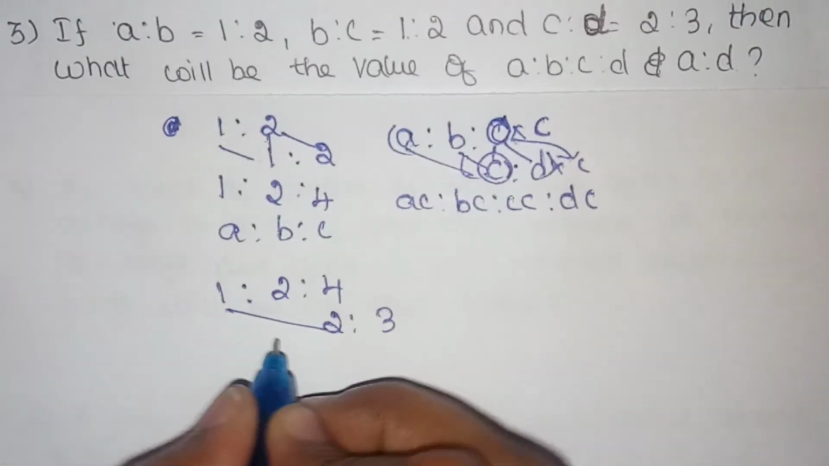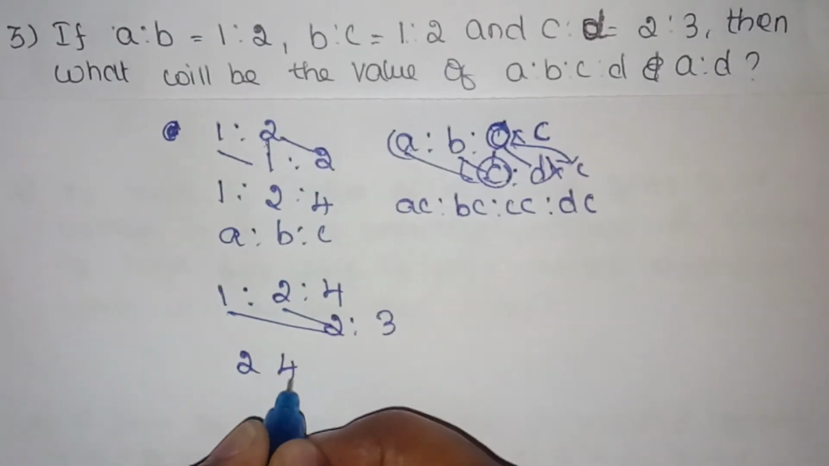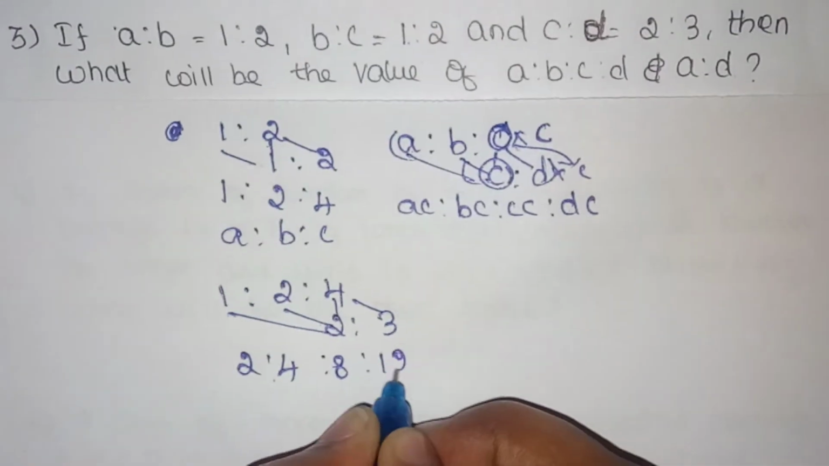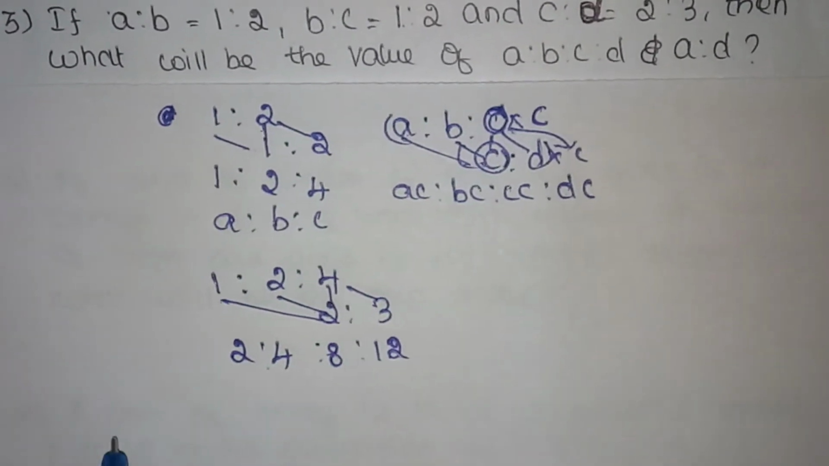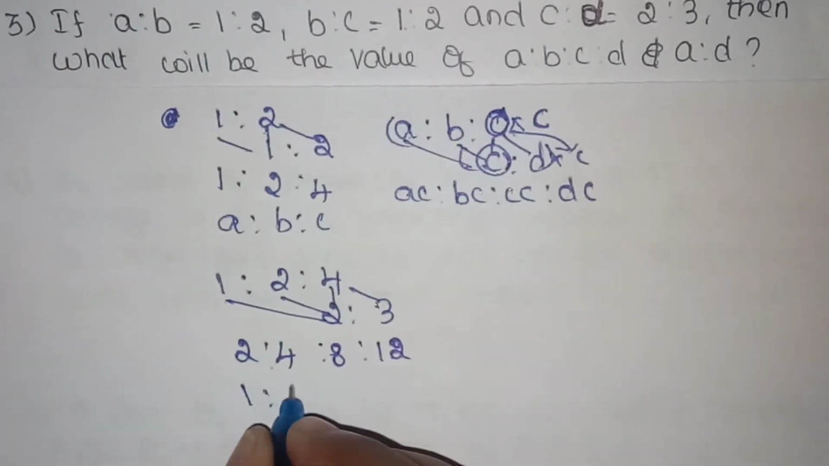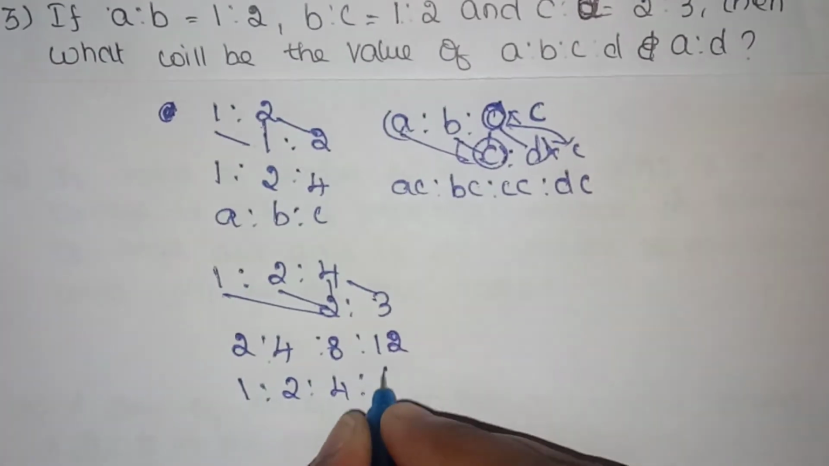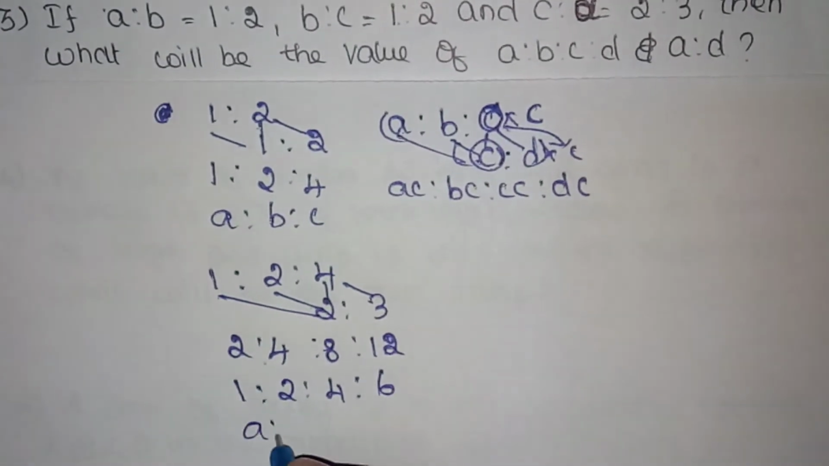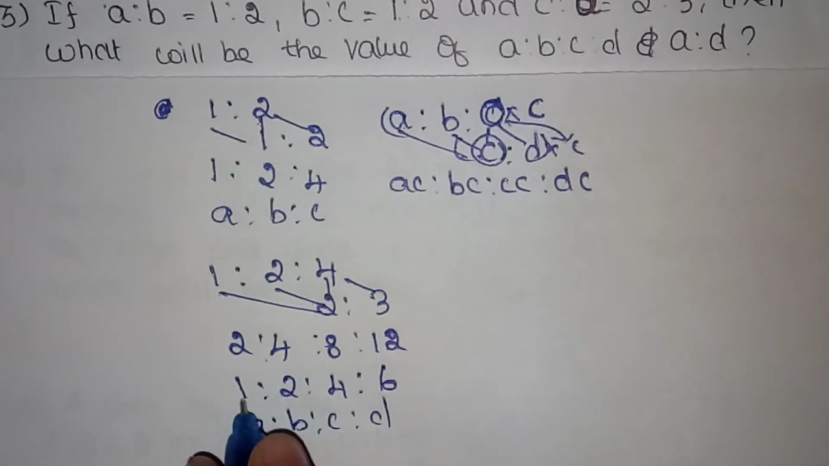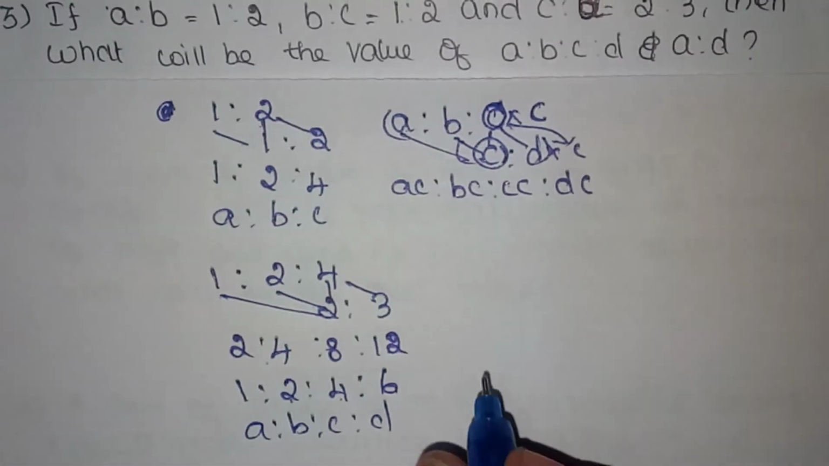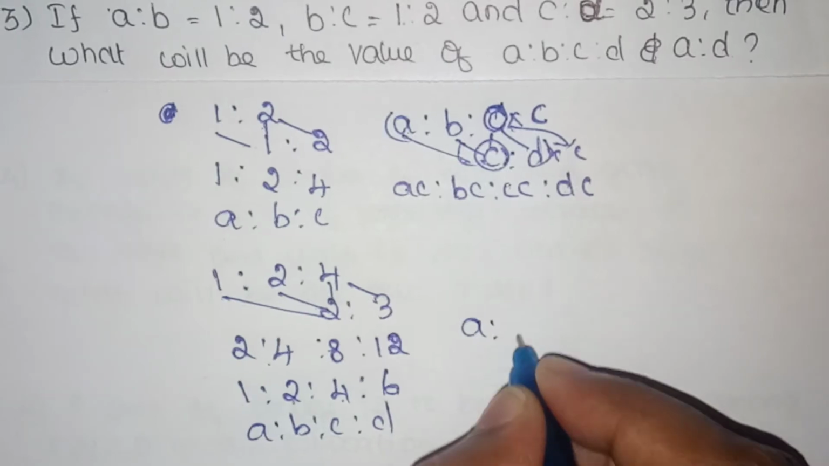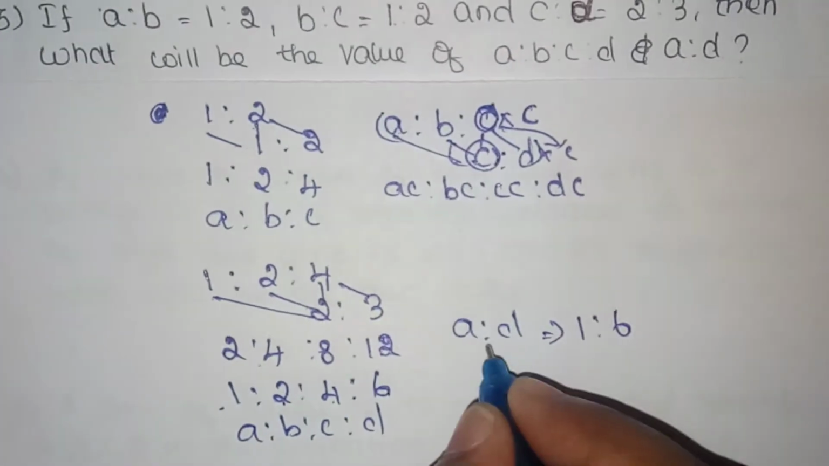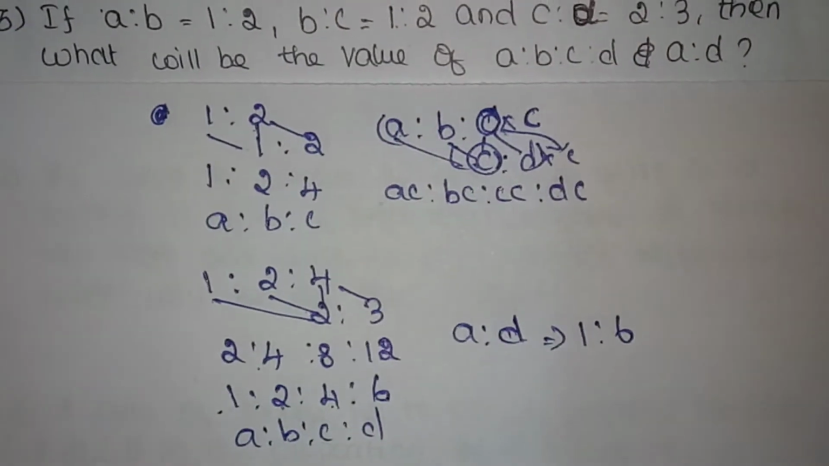So first 2 into 1, 2. Next 2 into 2, 4. Next 4 into 2, 8. Next 4 into 3, 12. So here 2 is common. If I divide by 2, the answer will be 1 is to 2 is to 4 is to 6. So the value of A is to B is to C is to D is 1 is to 2 is to 4 is to 6. Now we also need to find the value of A is to D. The value of A is 1, the value of D is 6. So the answer will be 1 is to 6. Let us see the fourth problem.